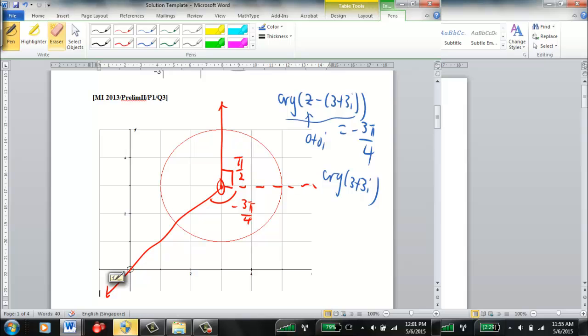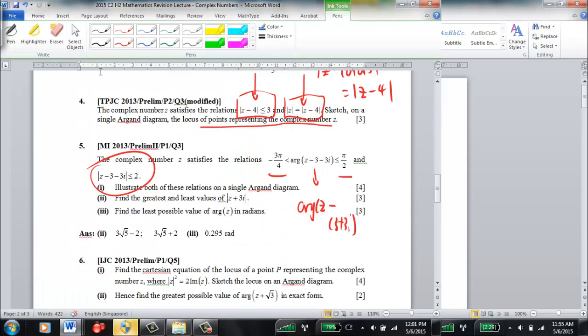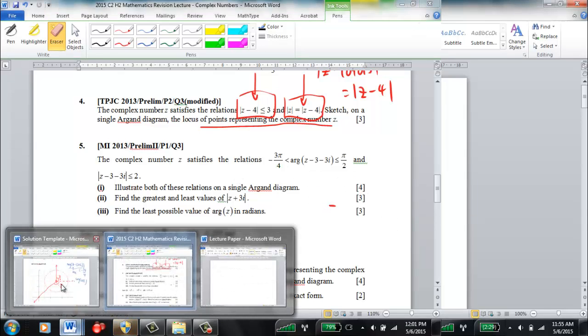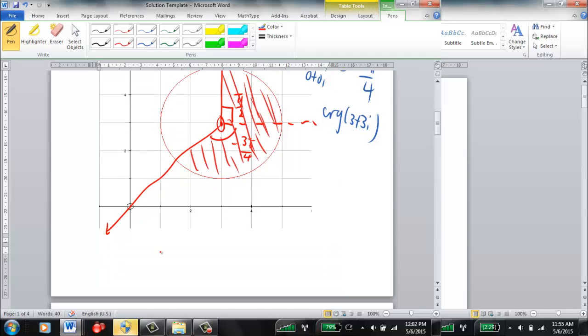Okay, now once you get that, let's revisit the question again. He says, illustrate both relationship in the Argand diagram. You need to shade the overlapping region. In this case, it will be here. Okay, so this is the first part. So we okay? Okay, once we have done that, let's go on to the next part. Okay, you need to copy down first? Yeah.